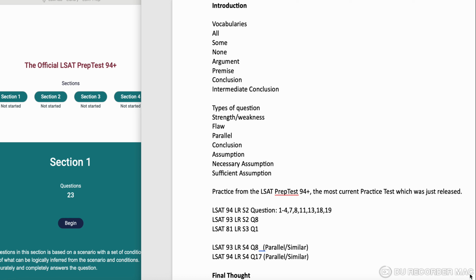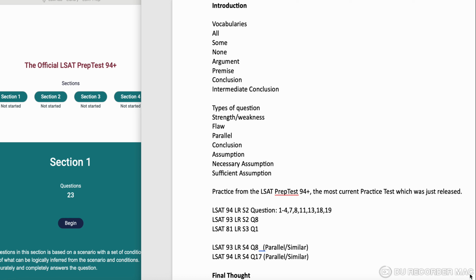There's some additional information to help you out, such as looking for the intermediate conclusion, basically a statement that gives what you consider a pre-conclusion. Other information to help you out as well is types of questions, such as strengthen and weaken questions, flaw, parallel, and assumption.